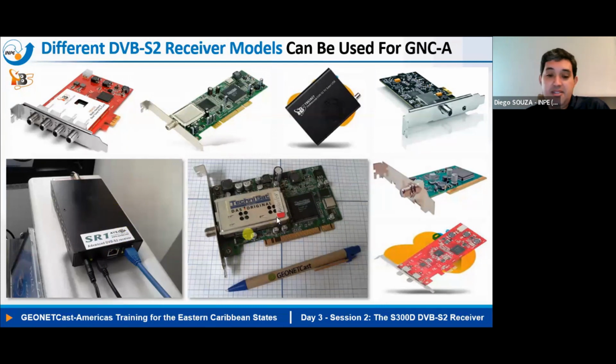And the cheapest receiver is this green model here in the middle, called the Technisat SkyStar S2. And it costs something around $20, okay? It is manufactured in Germany. It's not that easy to find, right? And I know Argentina is using one of these models, and I also have one of these too, okay?